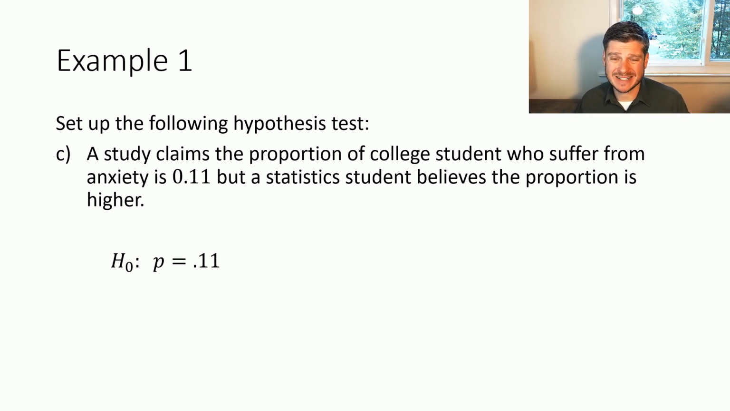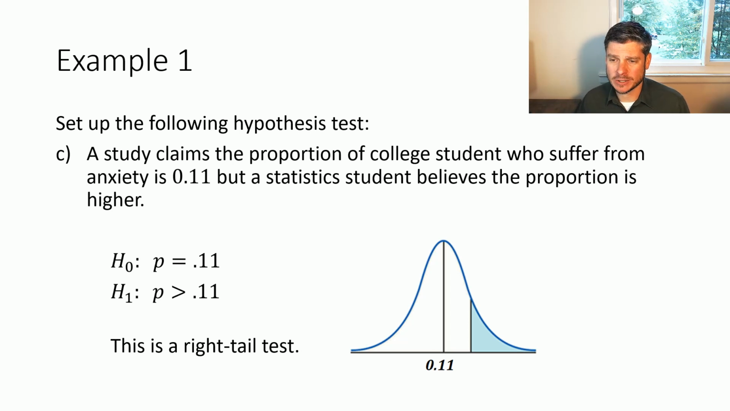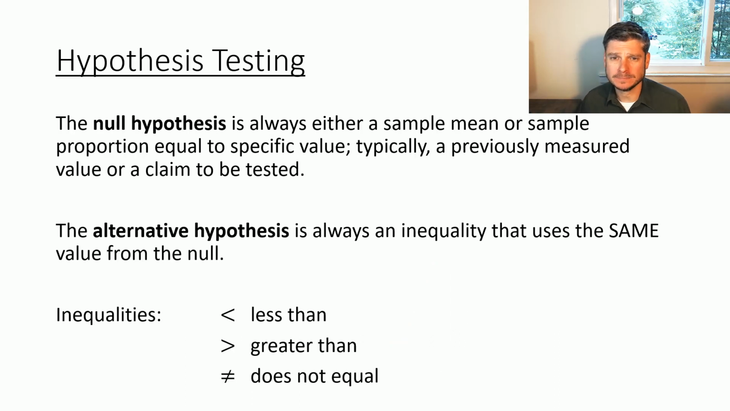so H naught is P equals 0.11, and the student believes it's higher, which means he believes that P should be greater than 0.11. Again, when we sketch our normal curve, we have to assume that that 0.11 is my mean, it is my peak, and now we're looking for the values higher than it, or to the right, for my right tail test.